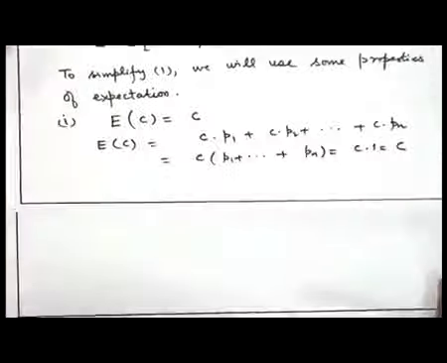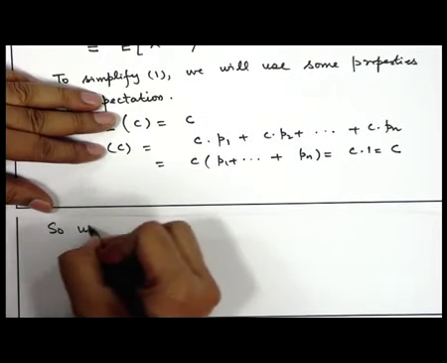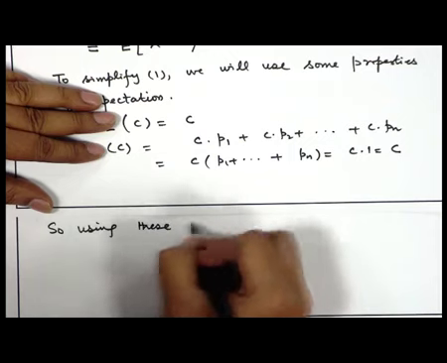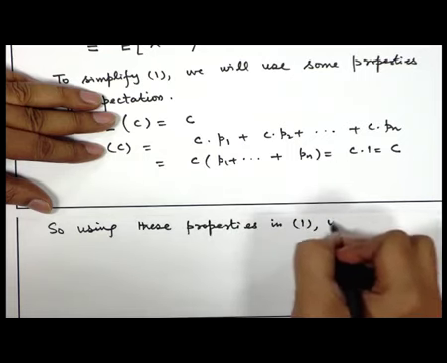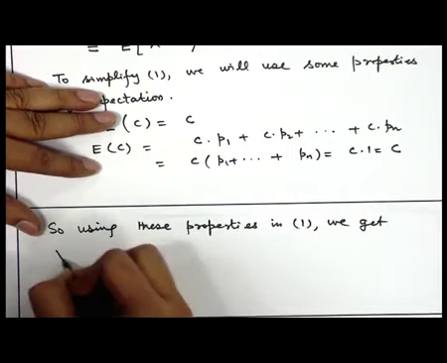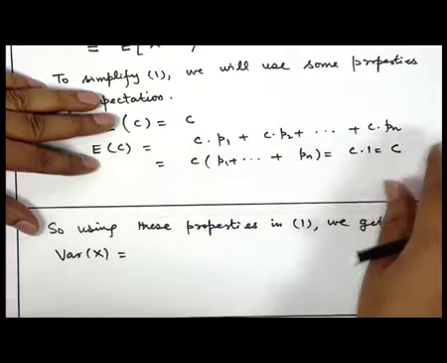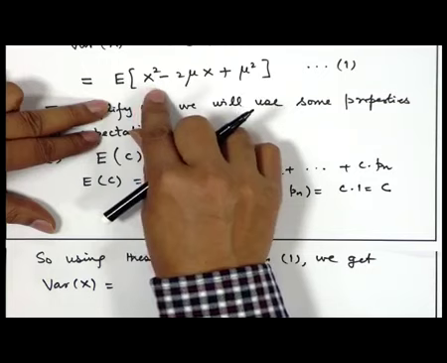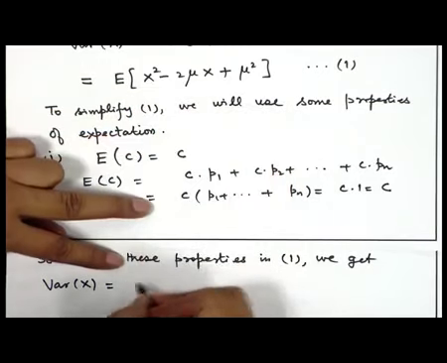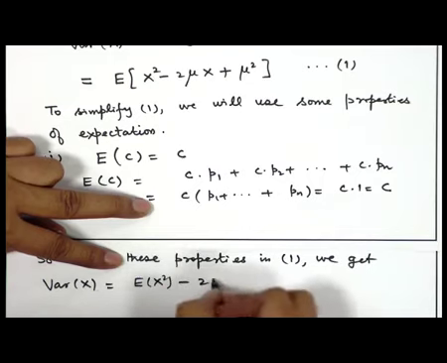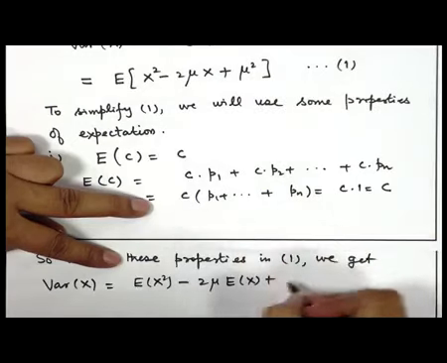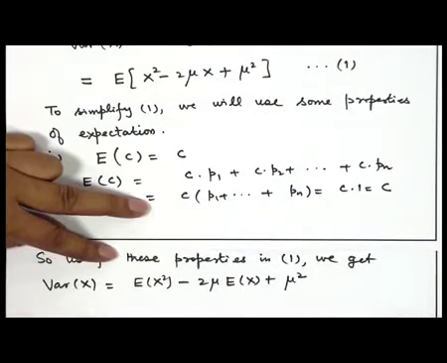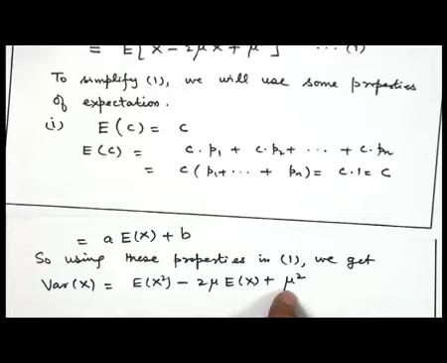so, using these properties in one, we get variance of x is equal to, so this is expectation of x square, so this will go inside expectation of x square minus 2 mu times expectation of x plus expectation of mu square, which is mu square, because mu square is a constant. So this expectation of x minus mu square has now become this value.